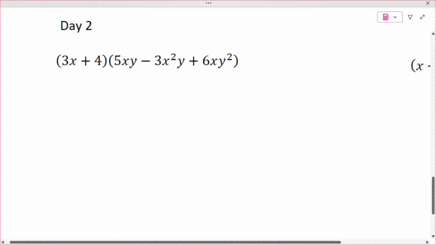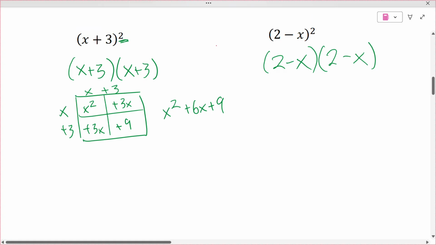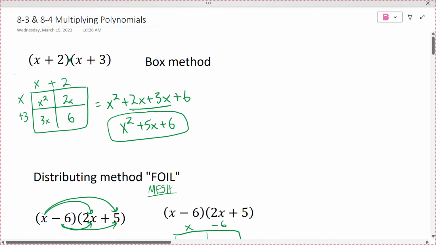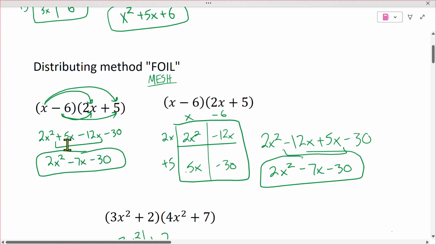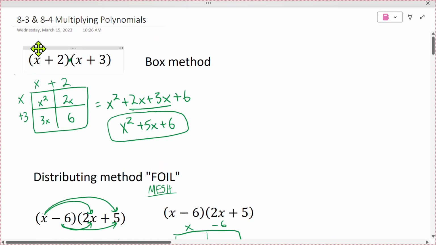All right. Hello. We are going to do 8-3, 8-4, day 2 today. Again, this is just an extension of what we did on Friday. So on Friday, we talked about the box method for multiplying polynomials, and we talked about the distributing method for multiplying polynomials. Today, we're doing the same thing, except instead of just doing 2x2s, we'll do 2x3s and 3x3s.